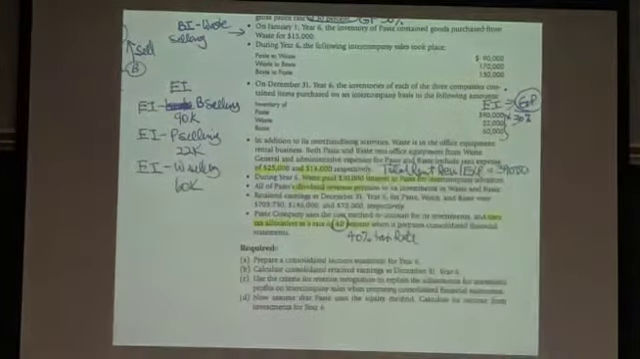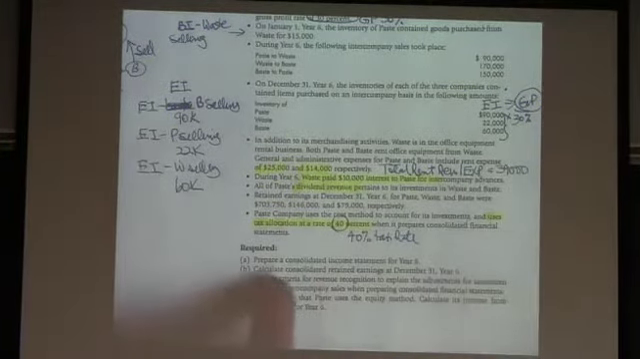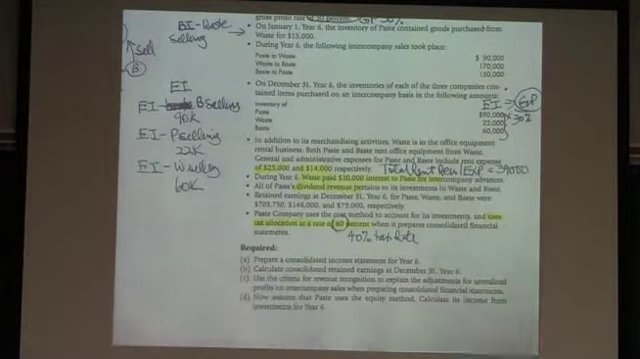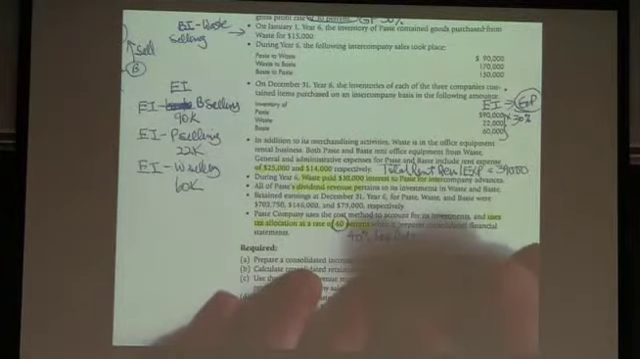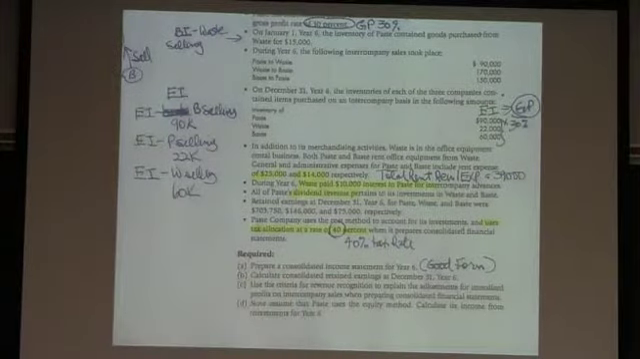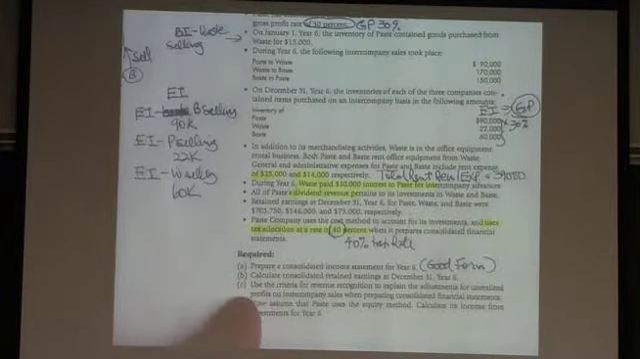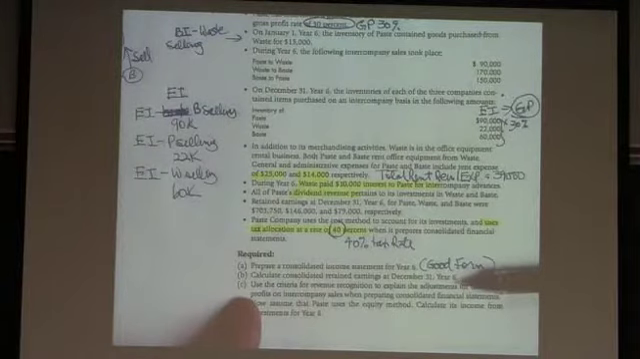So let's look at the first requirement, which asks us to prepare. When you see the word prepare a consolidated income statement, it normally means you are asked to prepare a consolidated statement in good format, in good form. Now, if it says calculate, it means that they're looking for a schedule. The second part says calculate the consolidated retained earnings on December 31st, year 6. That's the end of the year retained earnings.